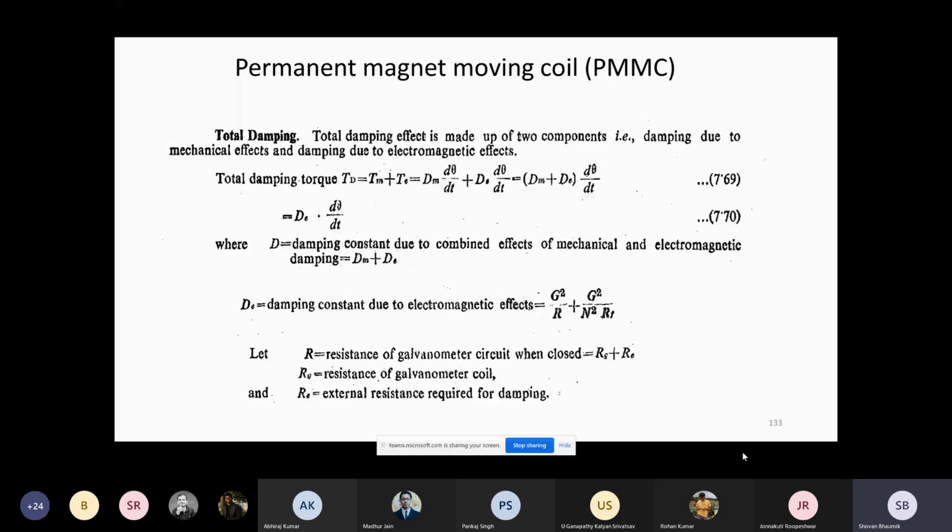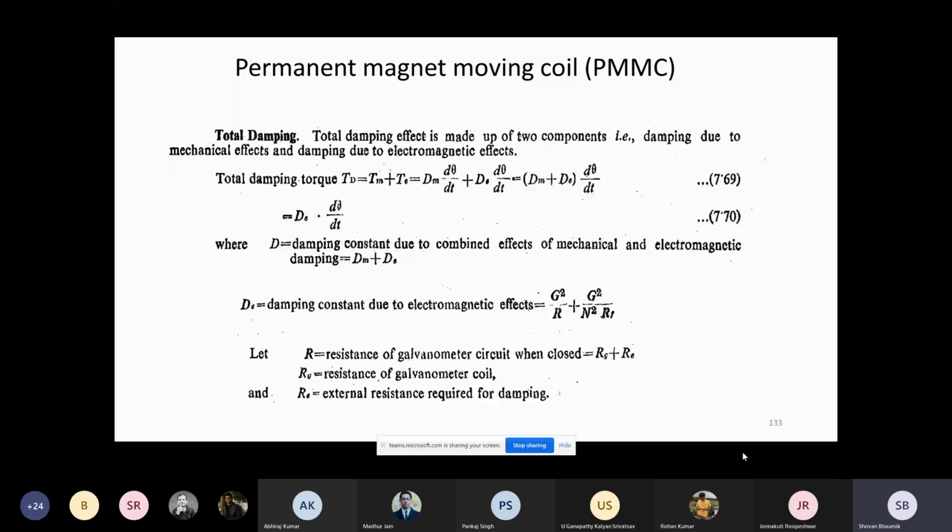Now, as I discussed earlier, the mechanical damping component will be very small because it is air damping, and air has very little friction. So the damping is mainly due to the electrical effect, which is eddy current damping. So Dm we can neglect. We can write this as equal to De dθ/dt, which is the eddy current damping. Now, De is the damping constant due to the electromagnetic effect, and we can write that the damping constant will be equal to G²/R plus G²/(N²RF).